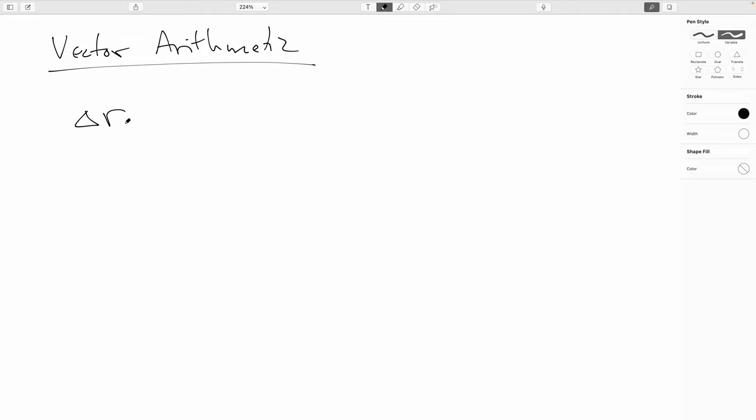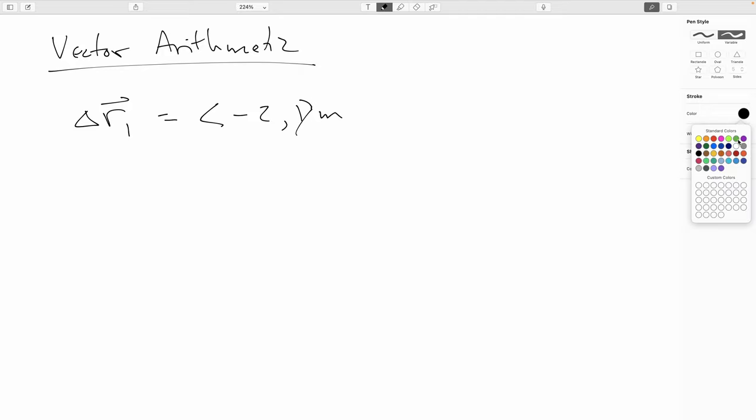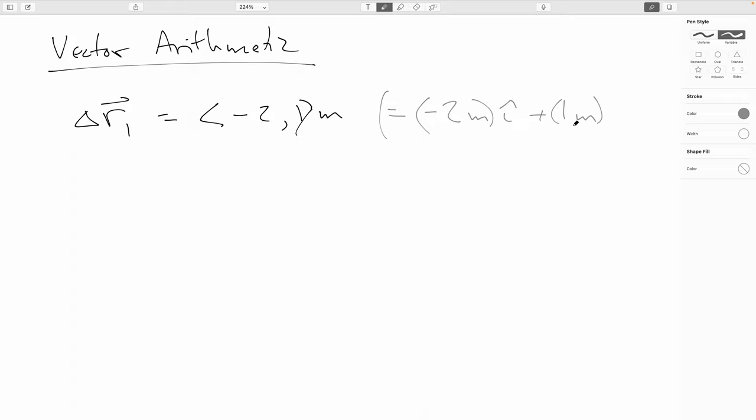So let's say I'm adding two displacements. We'll make my first displacement negative 2 comma 1 meters. Now what this means is that this vector is the same difference as adding negative 2 meters times I hat plus 1 meter times J hat. But here I'm not even bothering to actually write the I hats and J hats anymore. So I'm just writing a list of numbers.